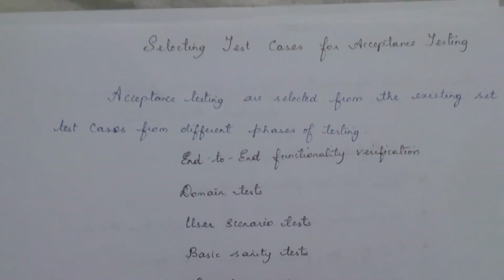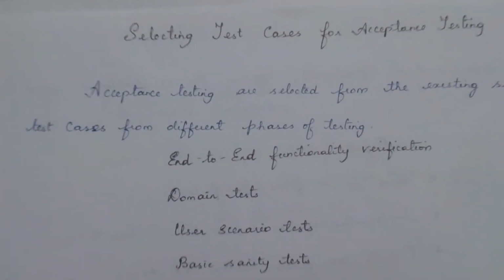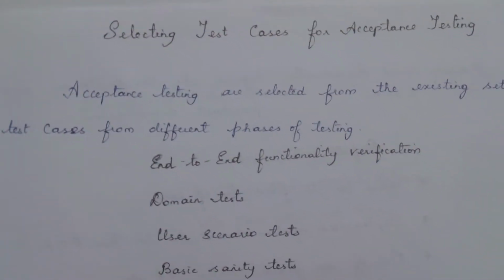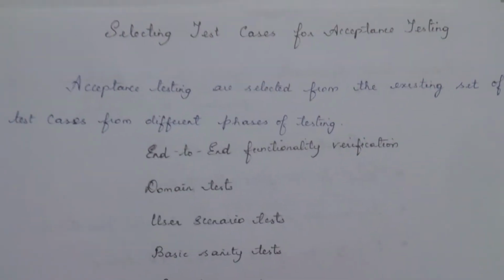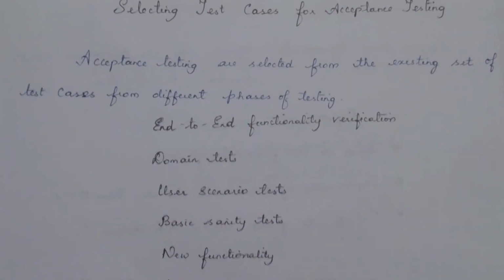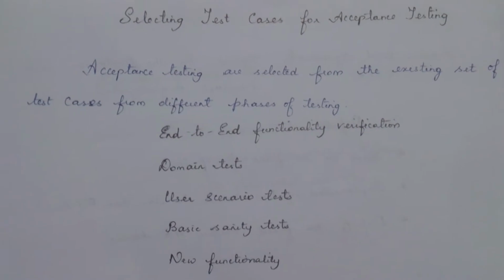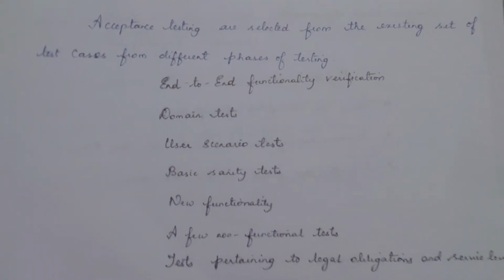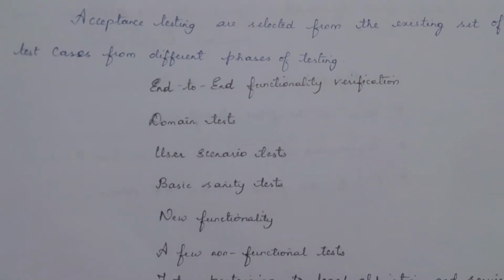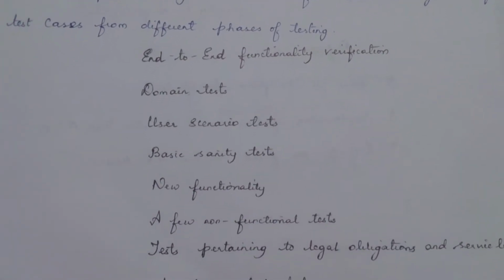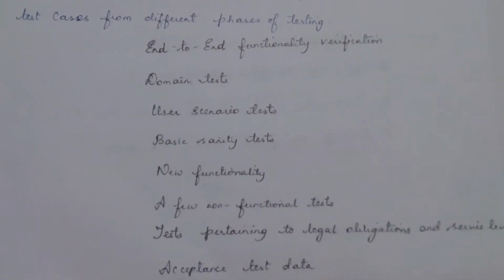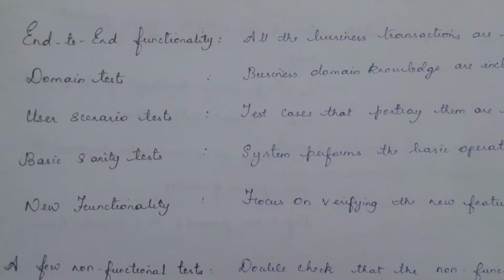So next one is selecting test cases for acceptance testing. Acceptance tests are selected from the existing set of test cases from different phases of testing. There are some points which are involved in this type of acceptance testing. They are namely end-to-end functionality verification, domain test, user scenario test, basic sanity, new functionality, a few non-functional tests, tests pertaining to legal obligations, and service level acceptance test data.